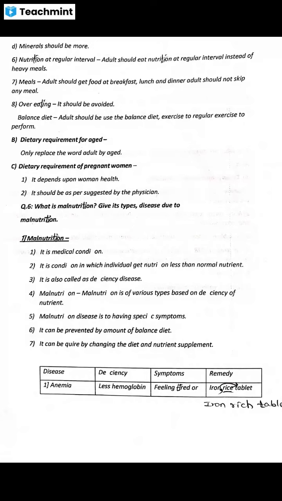So anemia क्यों हो रहा है? Because of deficiency of less hemoglobin. And what are the symptoms? Feeling tired. Tiredness feel होता है. This is the symptoms of anemia. And what is the remedy? Like iron rich tablet intake, iron rich tablet for the anemia.